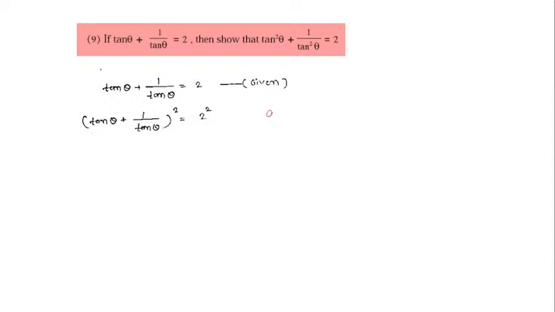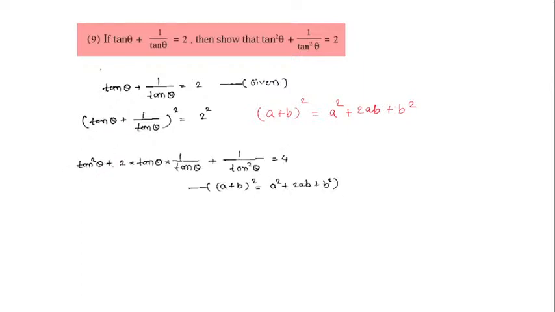Now here we have to use the expansion formula for a plus b bracket square, that is equal to a square plus 2ab plus b square. First term square plus 2 into product of these two terms plus second term square. So first term here is tan theta. So we have tan square theta plus 2 into first term, that is tan theta, into second term, that is 1 by tan theta, plus second term square, and the second term is 1 by tan theta. Its square is 1 by tan square theta, because the square of 1 is 1 itself. That is equal to square of 2 on the right hand side, that's 4.